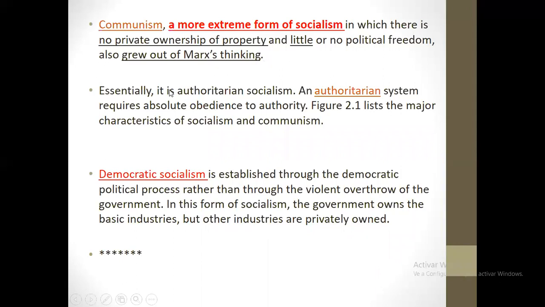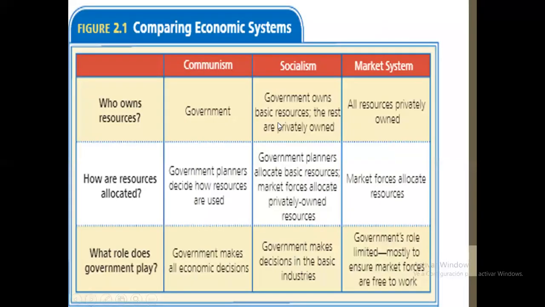Essentially, it is authoritarian socialism. Comunismo es un socialismo autoritario. An authoritarian system requires absolute obedience to authority. Tienen que hacer lo que dice la autoridad, si no, va para la chirola. Figure 2.1 lists the major characteristics of socialism and communism. This is the one that I printed over here. This is the one, 2.1.